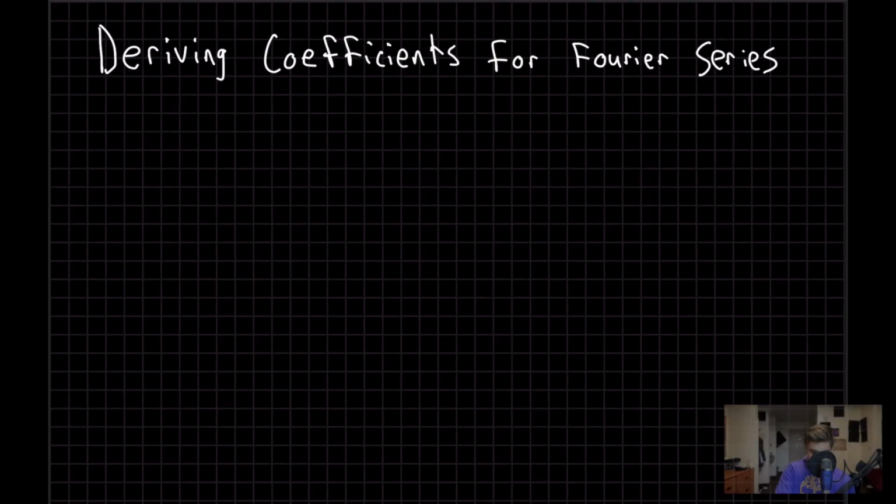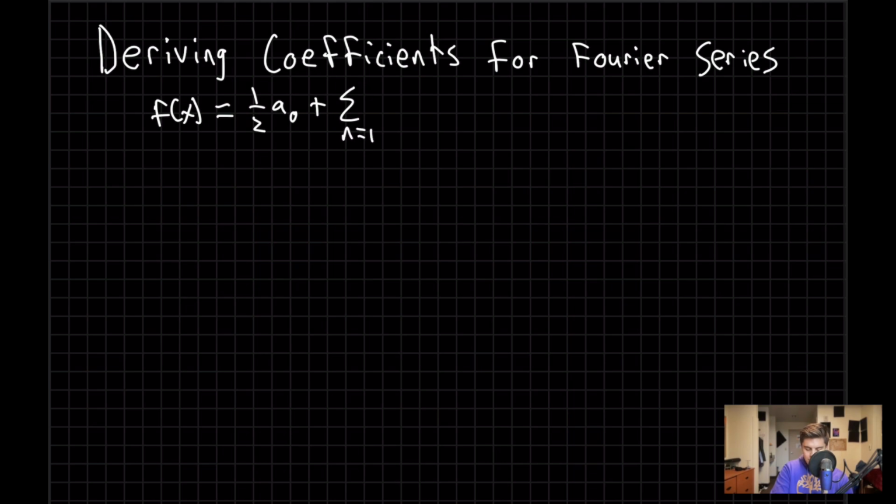In this video, let's take a look at how we can calculate the coefficients to Fourier series. So we're saying that we can approximate a function f of x as equal to 1/2 a naught plus the sum from n equals 1 to infinity of a sub n cosine of nx plus b sub n sine of nx.